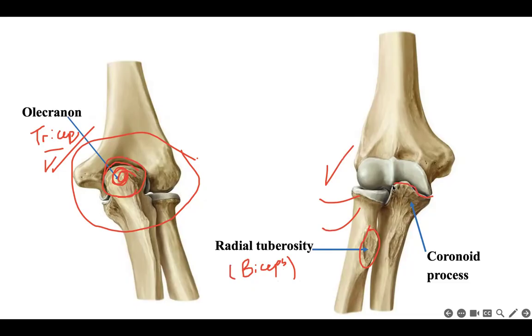Regarding the coronoid process, it receives the insertion of the brachialis. So the olecranon gets the triceps, the radial tuberosity gets the biceps, and the brachialis will be at the coronoid process.